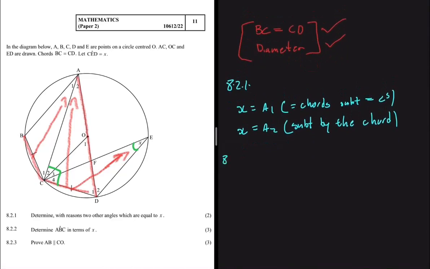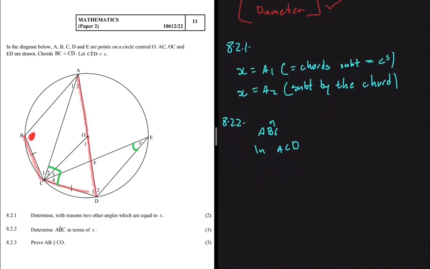We can now do 8.2.2. 8.2.2 is saying let's determine the size of angle ABC in terms of X. So let me just clear these lines that I've drawn here so that we can have a bit of clarity. So we want the size of angle ABC, yes, angle ABC here. Just place the dot. Again, we should be able to find the size of angle ABC just sticking to the basics and the keywords we have. Let's regard triangle ACD. In triangle ACD, you will realize that here A2 is X.